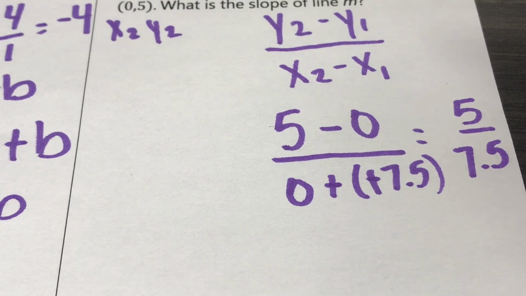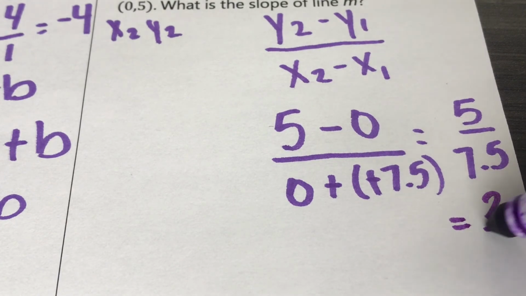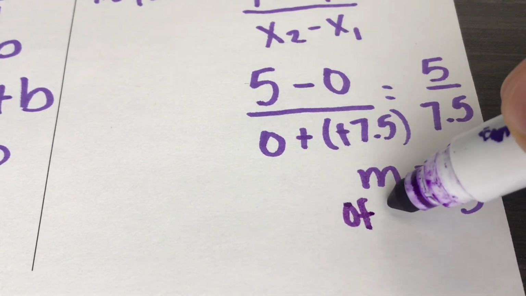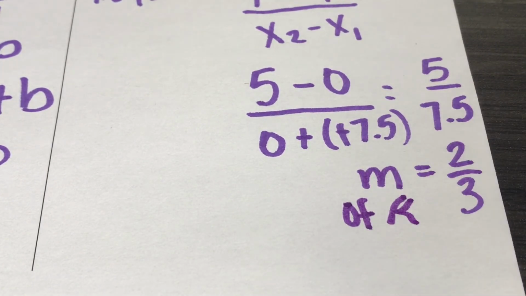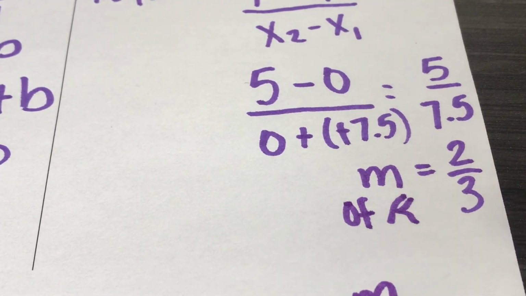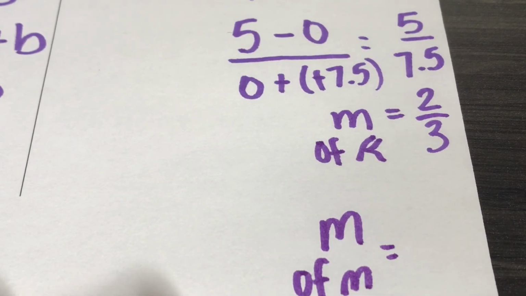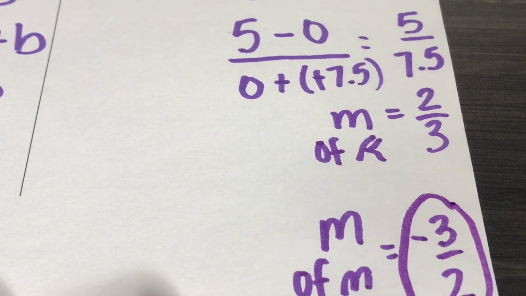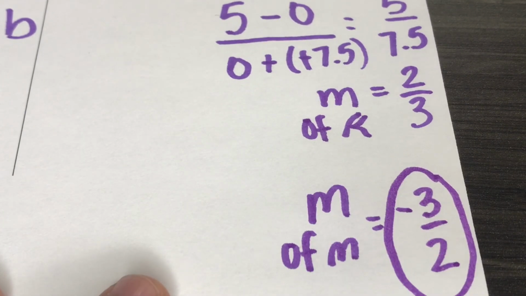So let's rewrite this. We know that the slope m of line K is equal to 2/3. So now, if we're trying to find the slope of line M, the slope of line M is the negative reciprocal of 2/3, meaning we flip it and we add a negative sign. So the 3 goes to the top, the 2 goes to the bottom, and we add a negative sign. The slope of our line M is negative 3/2.